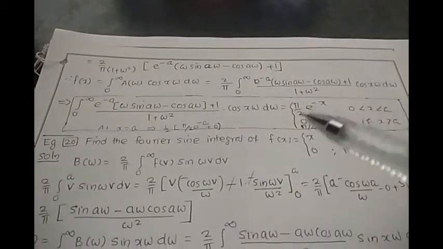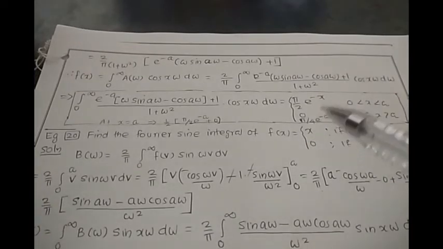Then we have to substitute this value in place of A(omega), so A(omega) is this one, this much will come, then cos x omega d omega. And we know this 2 by pi we have to move to the left side as before, so this is pi by 2 into f of x. f of x is e raised to minus x between 0 and a, and we see that if we substitute a here, we will get e raised to minus a.